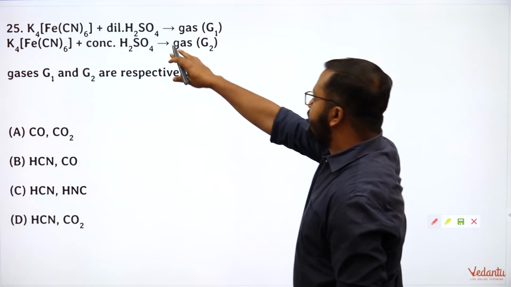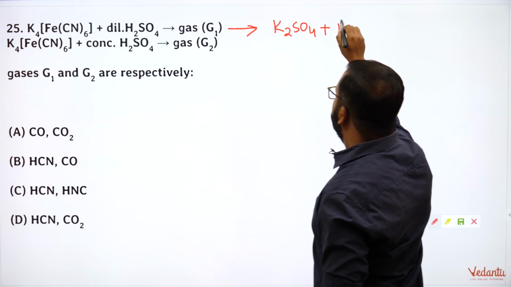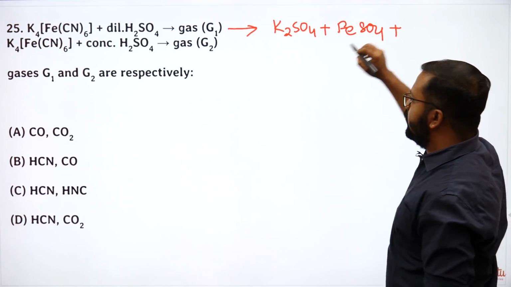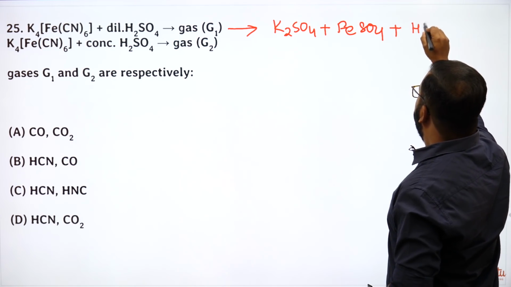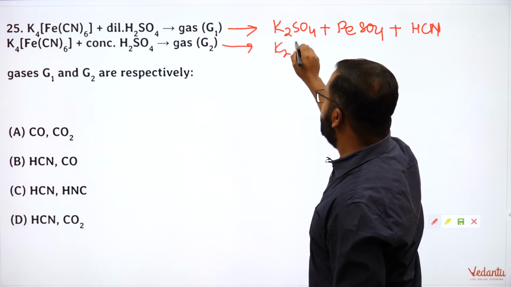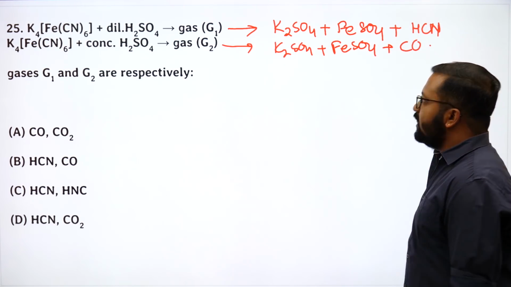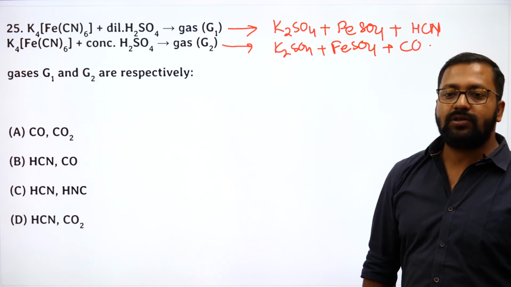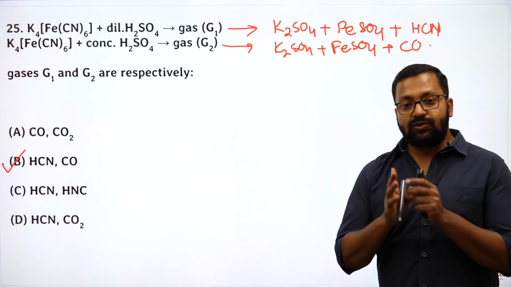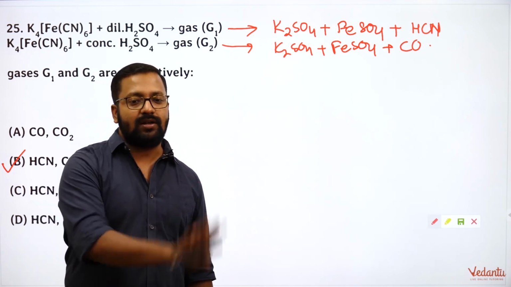What happens is that when it reacts with dilute H2SO4, you will get K2SO4, FeSO4 plus HCN. But when it reacts with concentrated H2SO4, you will get K2SO4 plus FeSO4 plus CO. You get water also. The right answer to this question is HCN and CO. Okay, please do remember the answer to this question, because this is a fact and to infer it you need to know this reaction.